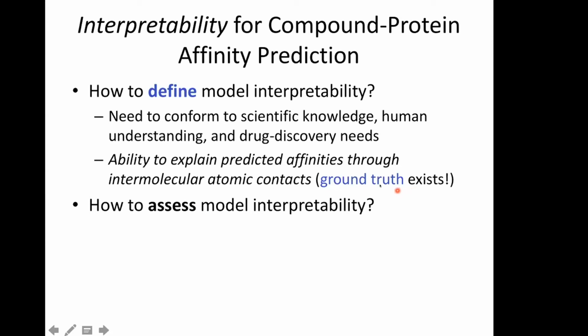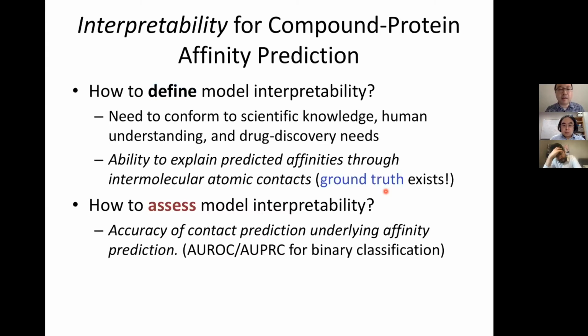Unlike a lot of interpretability questions in computer vision, in our case, ground truth does exist and is expensive but available, okay? So the second question is, how do you assess model interpretability? So we defined the model interpretability assessment as the accuracy of the contact prediction underlying affinity prediction. So we focus on this word underlying. So if a model just predicts both affinity and contacts without contacts forming the basis for affinity prediction, then that's not intrinsically interpretable either. And we can use AUROC or AUPRC for this binary classification as a starter.